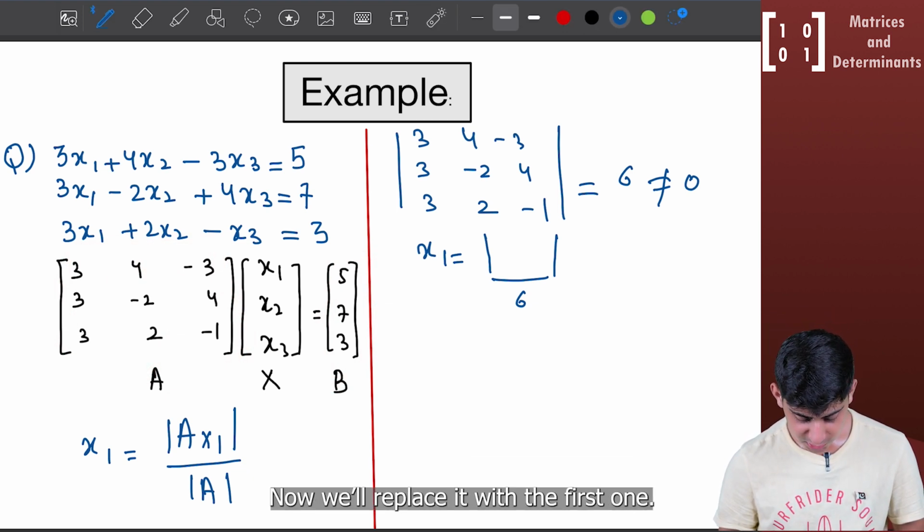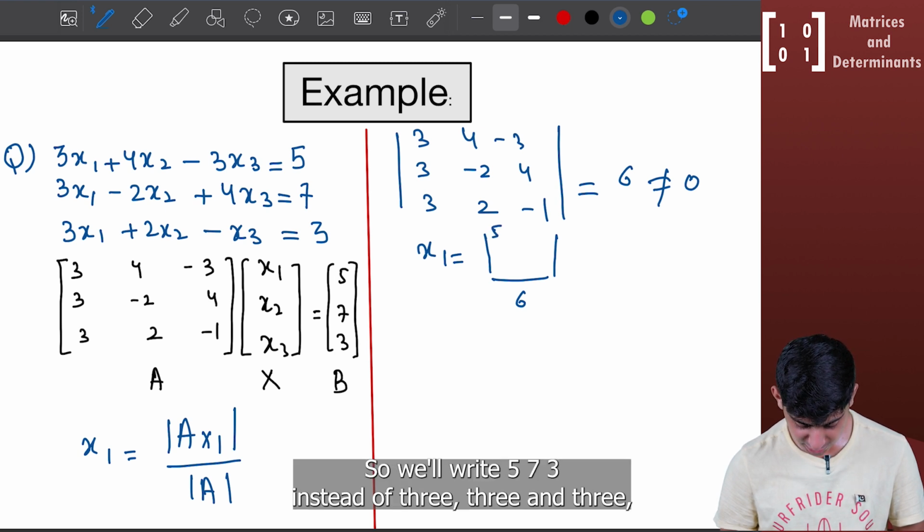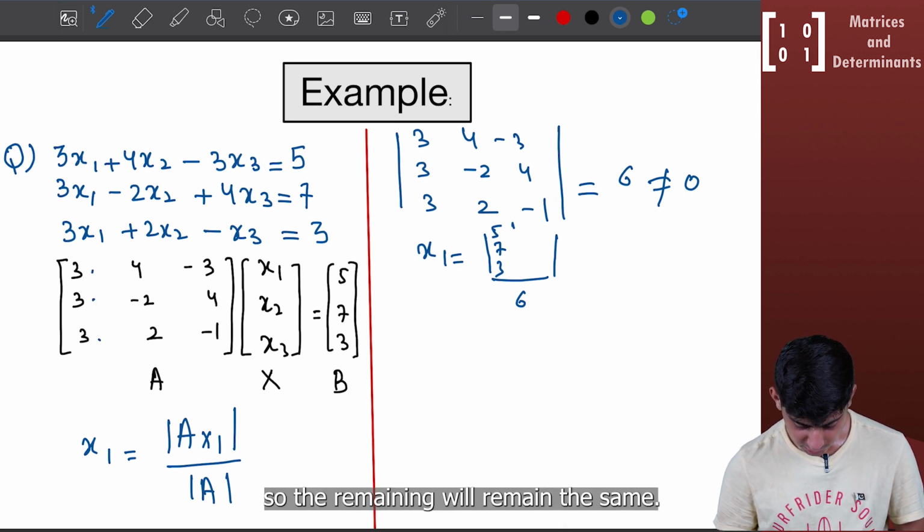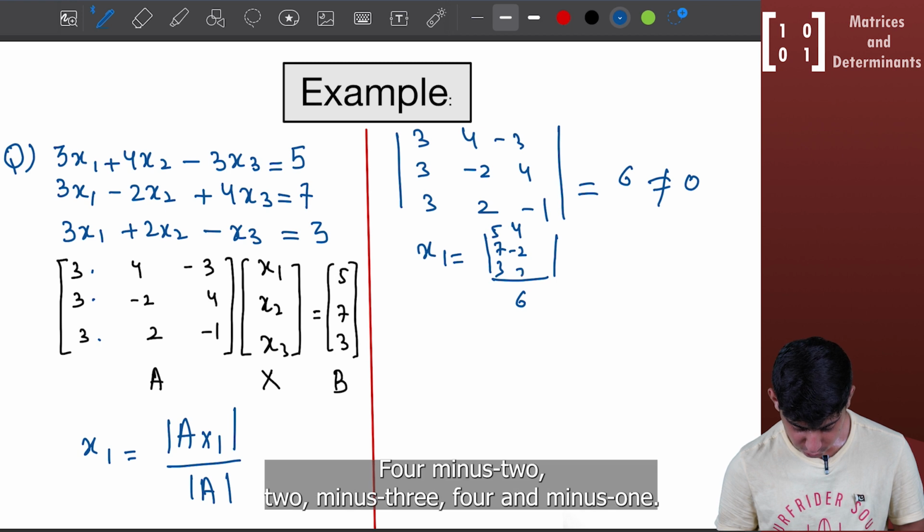Now we'll replace it with the first one. So we'll write 5, 7, 3 instead of 3, 3, and 3. So the remaining will remain the same: 4, -2, 2; -3, 4, and -1.